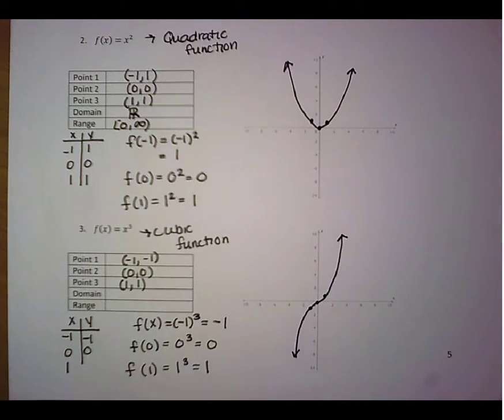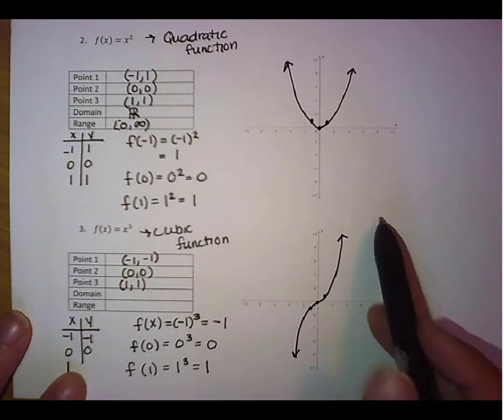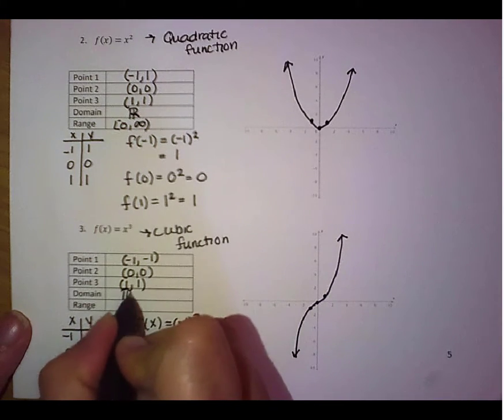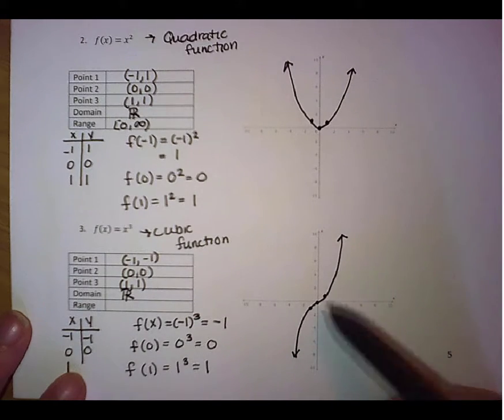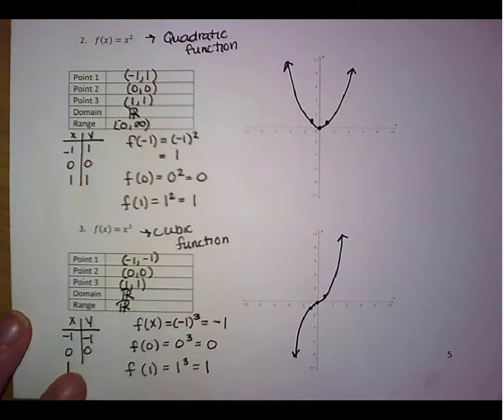So the domain on this one, again, because even though it's going down sharply, it is still slowly going out to the left, slowly going out to the right, so it is all real numbers. The same thing with our range, it's going to go up forever, it's going to go down forever, so it is also all real numbers.